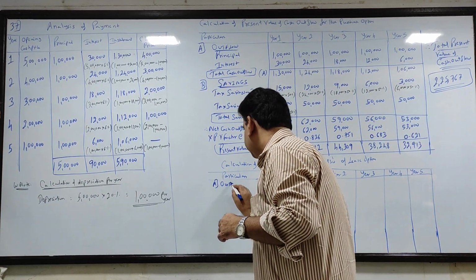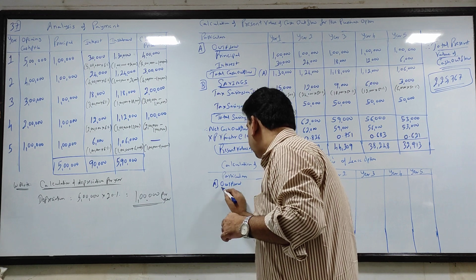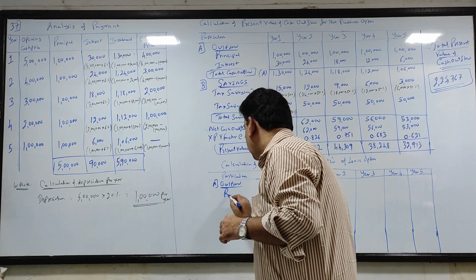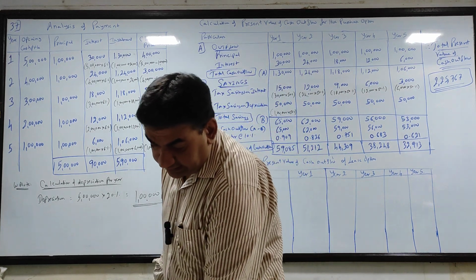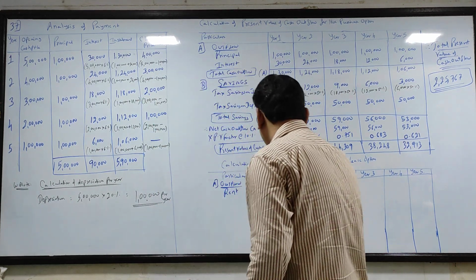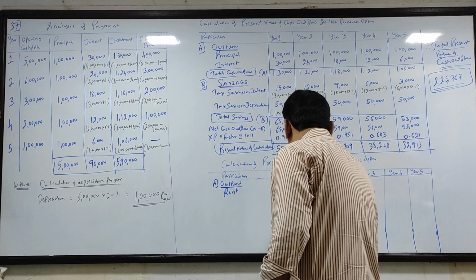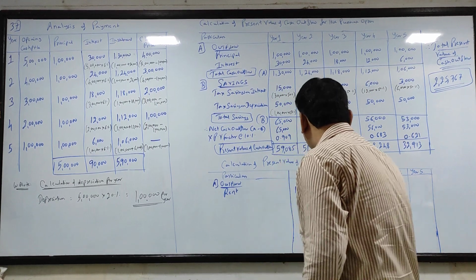A, outflow. Now only one outflow you have here, that is rent. How much is my rent? Every year's rent is the same, 1,20,000.